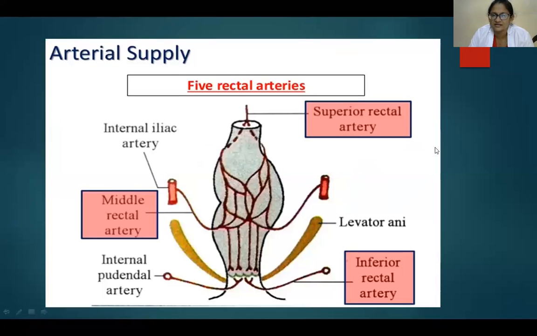Next, coming to the arterial supply, the blood supply of the rectum. It is mostly supplied by the 5 rectal arteries: 1 superior rectal artery, 2 middle rectal arteries, and 2 inferior rectal arteries. Totally, this rectum is supplied by 5 rectal arteries.